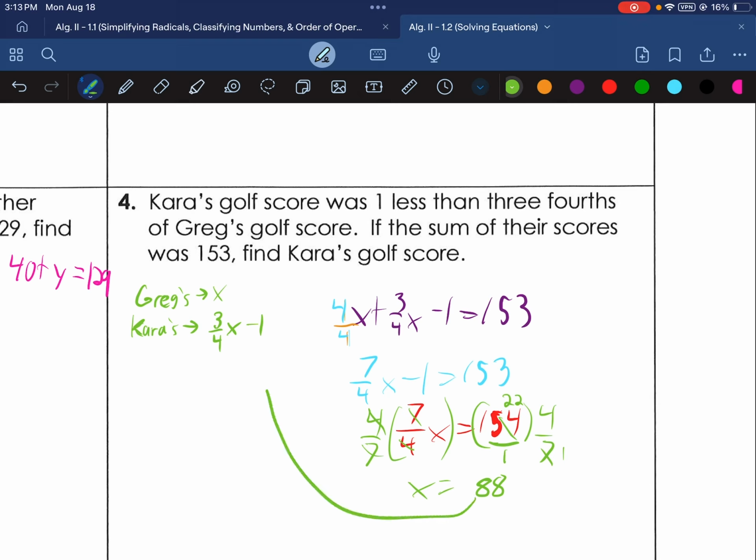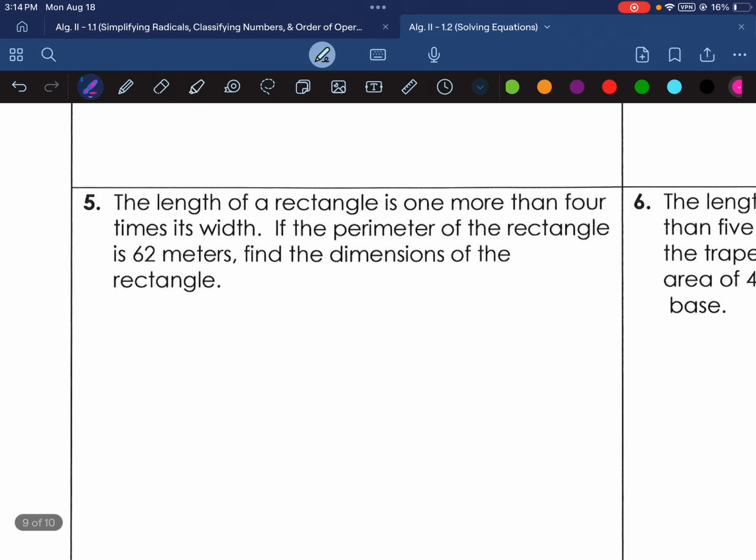So Greg's score was 88, and we have to figure out now Kara's score. You can either plug it back in and deal with fractions, or, like I was talking about at the end of number 3, we can say we know they add up to 153. So 153, subtract 88 from it, and that'll give you Kara's score. And so Kara's score is 65. We were supposed to find just Kara's score, so 65 is our answer. If you were to happen to list both 65 and 88, you just want to be careful that you read the instruction on that one, but knowing that you found both, I wouldn't be upset about that and wouldn't count it wrong.